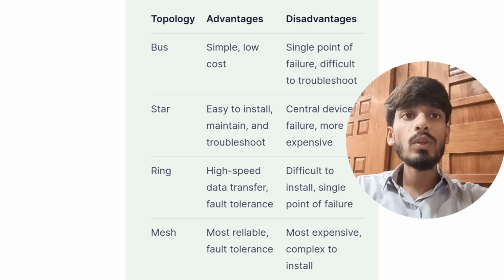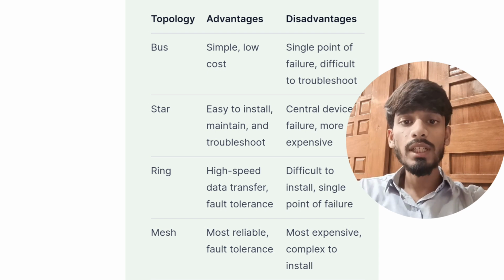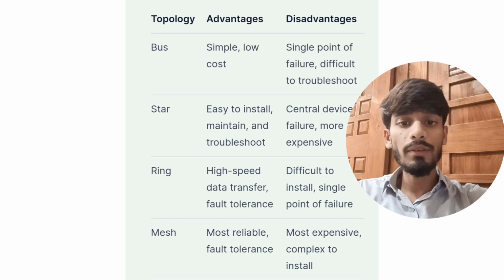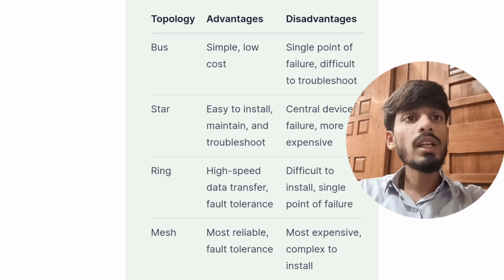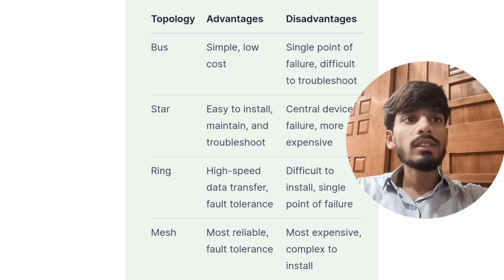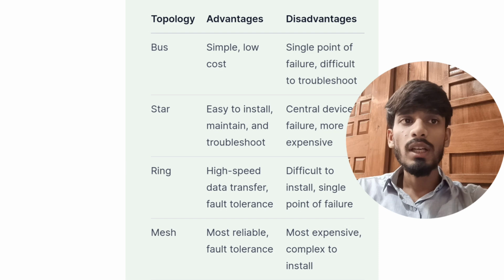Now we are going to see advantages and disadvantages of these different topologies. First was bus topology. Advantages are it is simple and it has low cost. Disadvantages are single point of failure, difficult to troubleshoot.